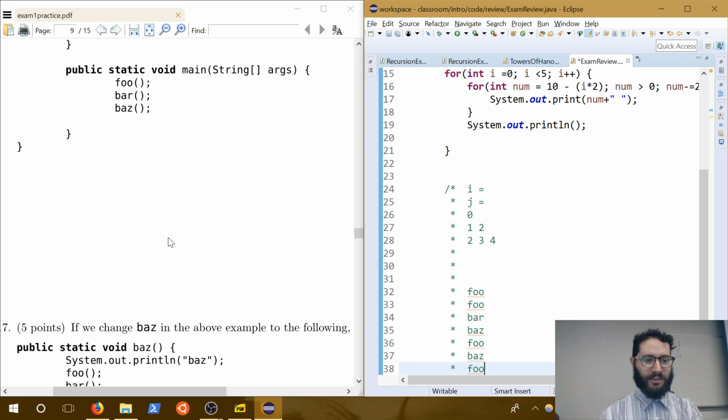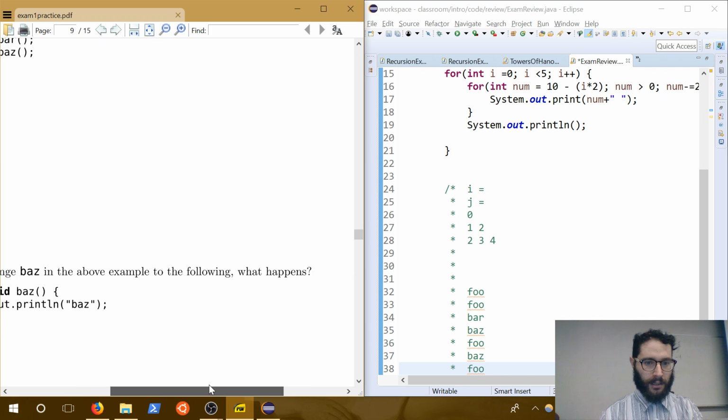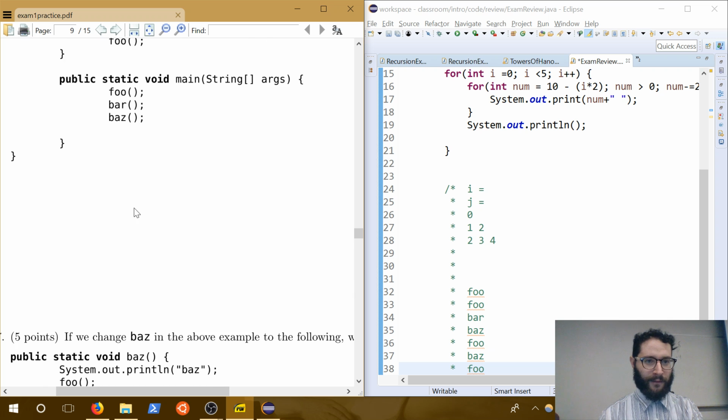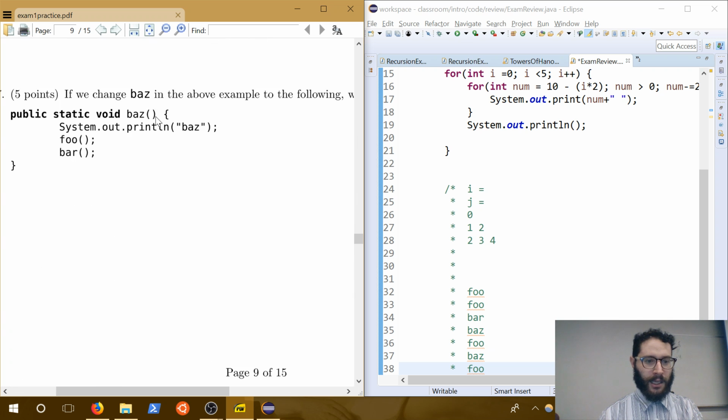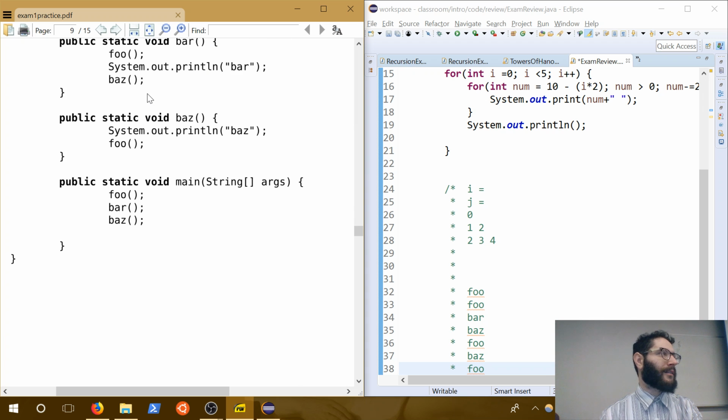All right. The more interesting question is, if we change baz up here, instead of doing baz and foo, it does baz, foo, bar. What happens?